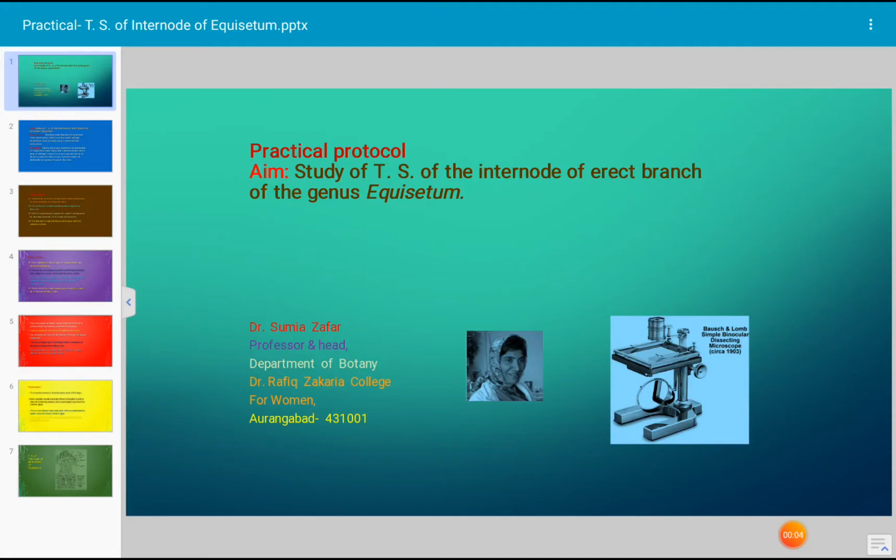Today's topic for discussion is a practical protocol of pteridophytes, and the aim of today's practical is the study of the transverse section of the internode of the erect branch of the genus Equisetum. Equisetum is a pteridophytic plant. Let us see the transverse section of the internode of Equisetum.